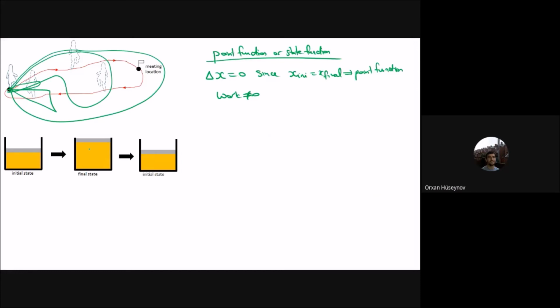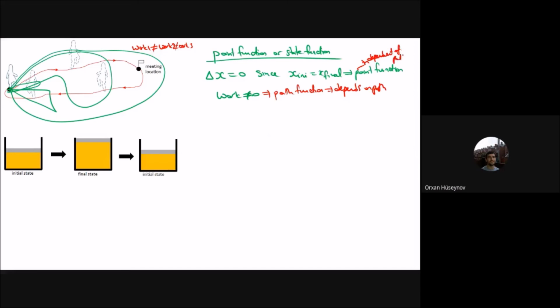But what about the work? If you look at the work, for all of these cases, work during path 1 is not equal to work during path 2, which is not equal to work during path 3. So all of the works are different. And this is the path function. It depends on the path. But this one is independent of the path.